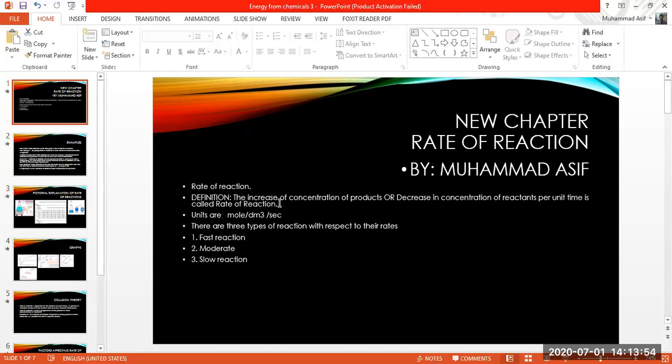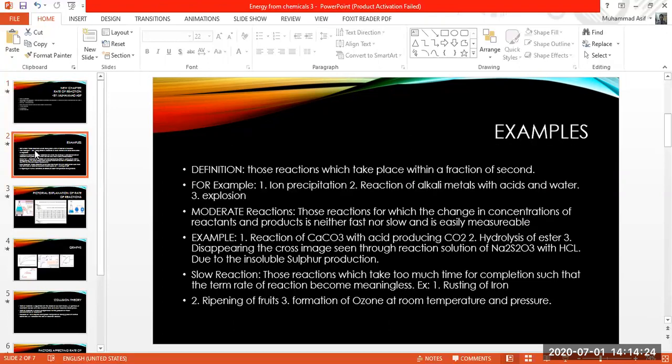There are three types of reactions with respect to their rates. Number one, fast reactions. Second, moderate reactions. And third, slow reactions. Now, I will give you example and definition one by one. These are not too difficult. The definition of fast reaction: those reactions which take place within a fraction of a second, so speedily, in a very short time the reaction is completed, are called fast reactions.